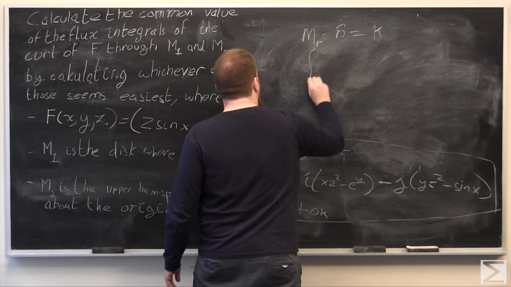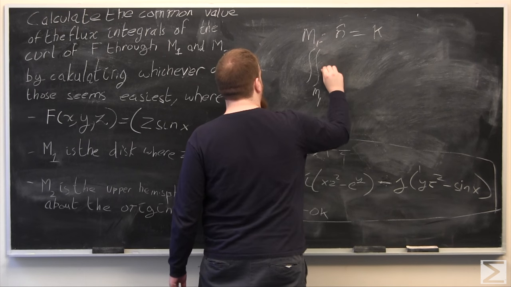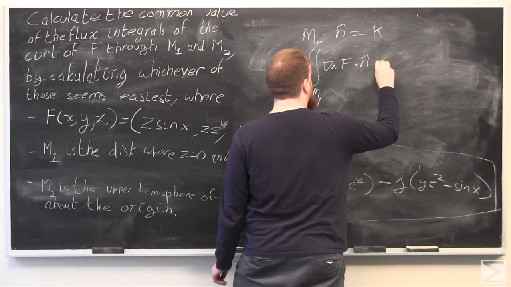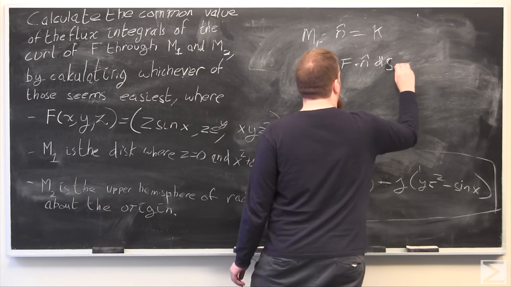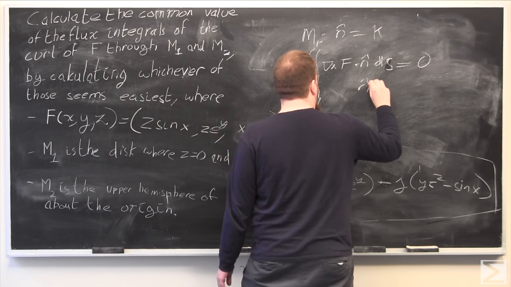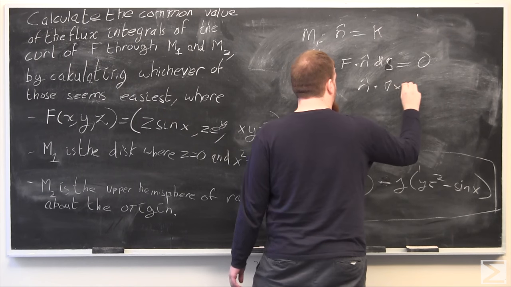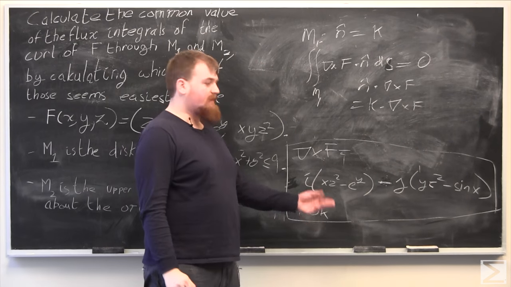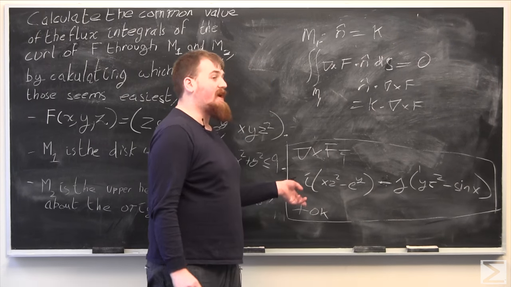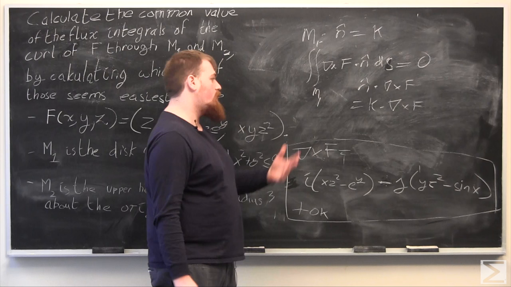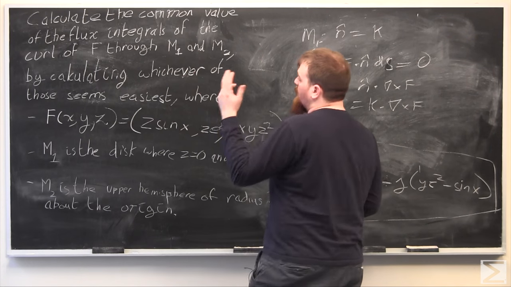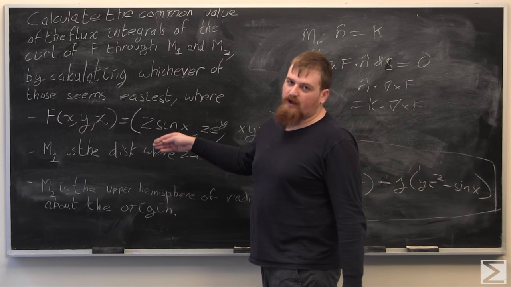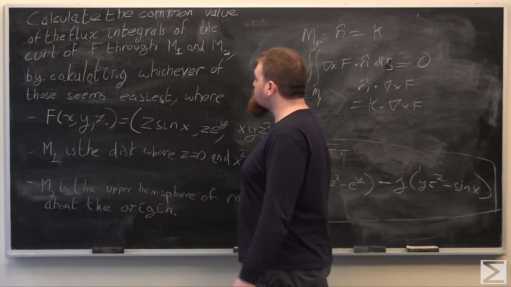So this means that the flux integral over M1 of curl of F dot N hat dS is going to be 0, since N hat dot curl of F is k dot curl of F, and that's going to be equal to 0i dot i plus 0j dot j plus 0k dot k, which is 0. And so the common value of the flux integrals of the curl of F through both of these surfaces, since they have the same boundary, and Stokes' theorem says that each of these flux integrals is equal to the line integral of F around the boundary, this common value is going to be 0.